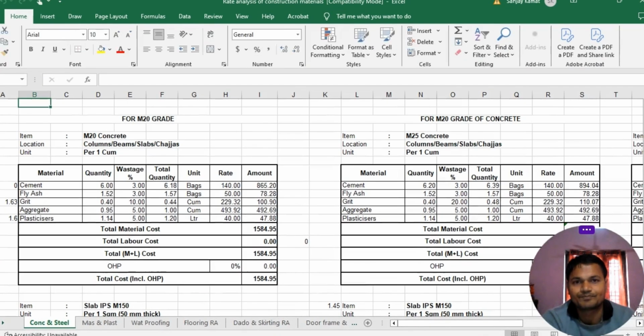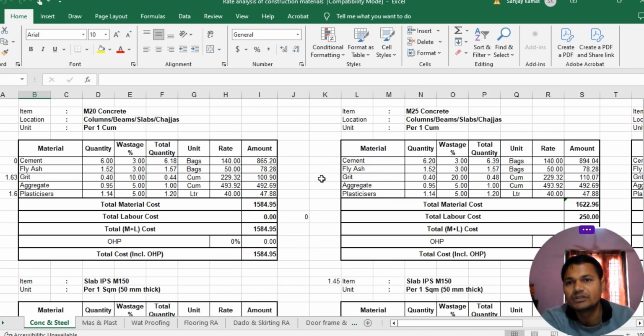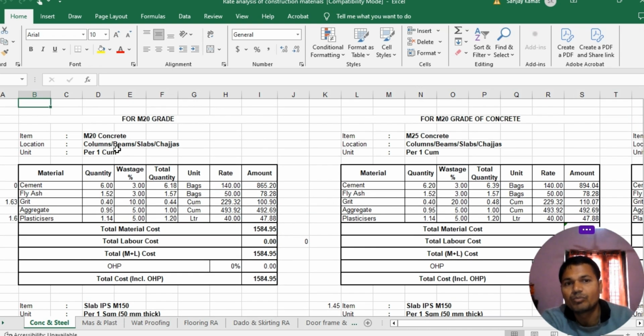Okay, so as you can see here, earlier I also told you, now I am going to do the rate analysis of the construction material. For M20 grade, as you can see, now I am going to do the rate analysis. I'm going to do the rate analysis for the preparation of the column, the beam, the slab, and the sajja. What material is required and how much material is required, that I'm going to calculate, and that rate I'm going to calculate.